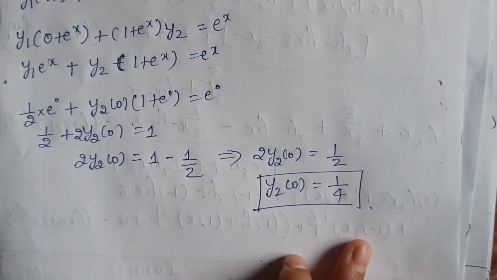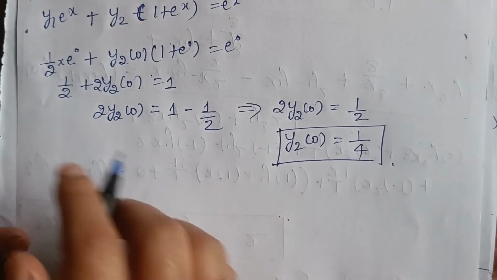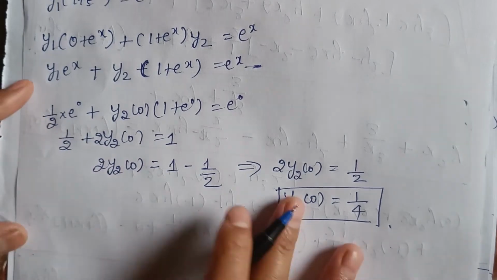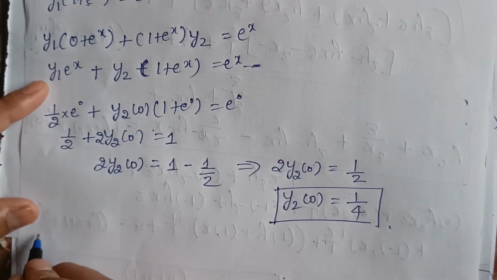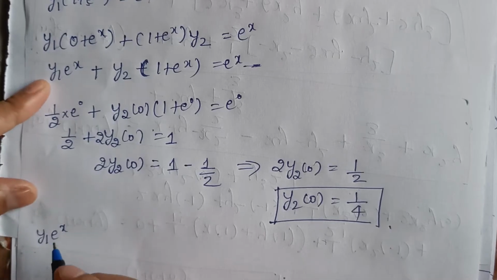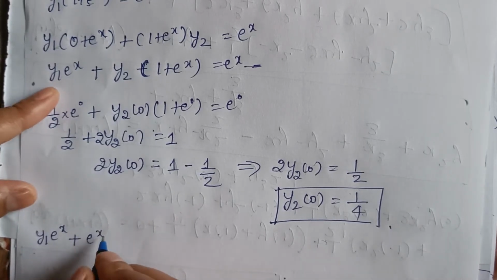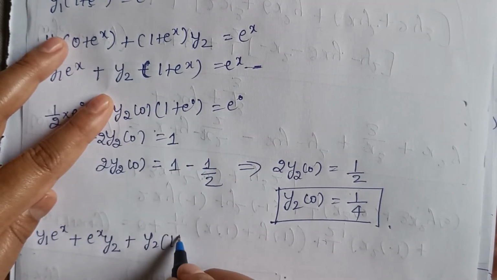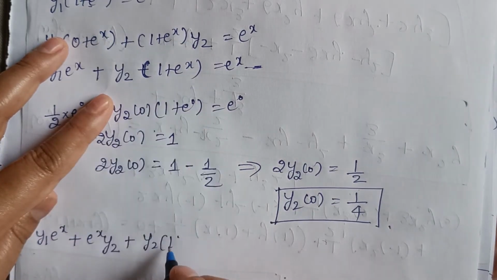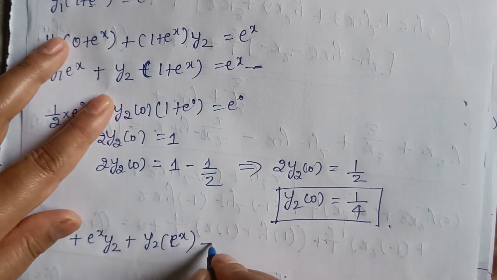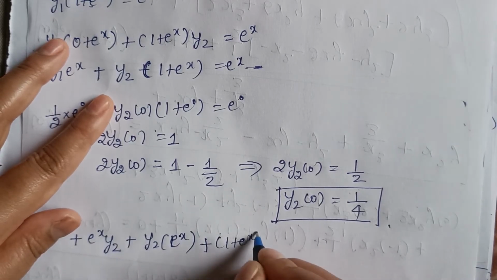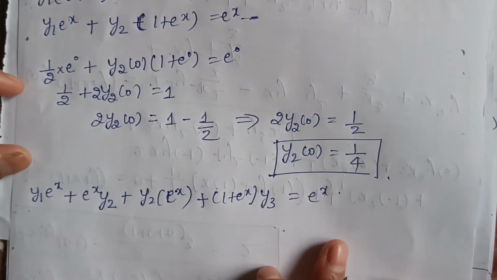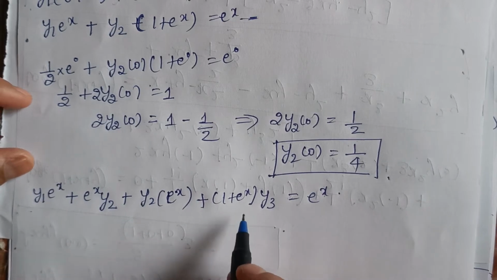Done. Now we have to find y3 of 0. So first we will differentiate this equation again. If you differentiate this again, it becomes y1, which I will keep as it is, and I will differentiate e power x. Now I will keep e power x as it is and differentiate y1, plus I'll keep y2 as it is and differentiate 1 plus e power x, so it becomes e power x only, plus I will keep 1 plus e power x as it is and differentiate y2, so it becomes y3, equal to e power x. Okay, now I will simply substitute the values.